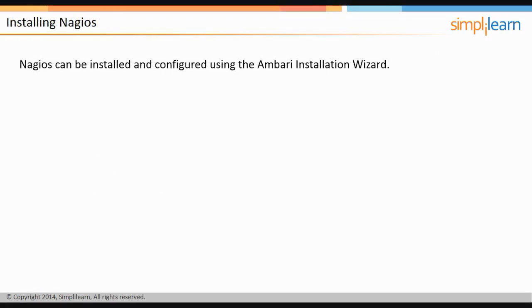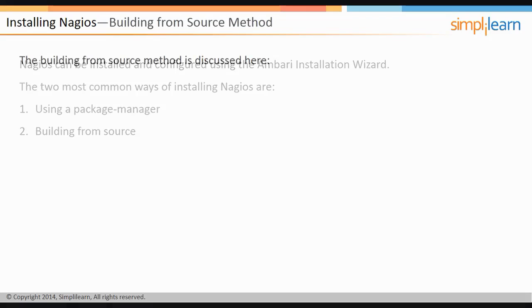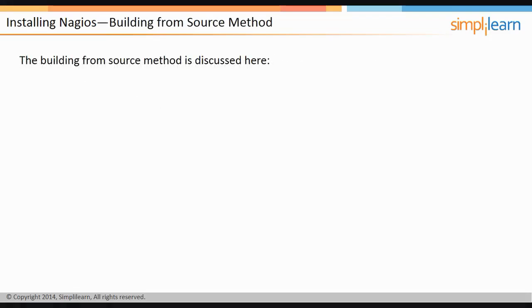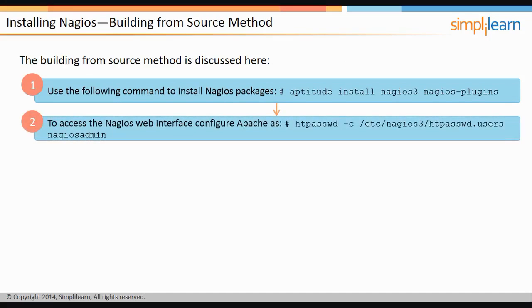Nagios can be installed and configured using the Ambari installation wizard. The two most common ways of installing Nagios are 1. Using a package manager. 2. Building from source. We will discuss the building from source method in this lesson. Let us look at the installation steps in the following screen. The steps of installation are: first, use the command given on the screen to install Nagios packages. To access the Nagios web interface, configure Apache as shown.